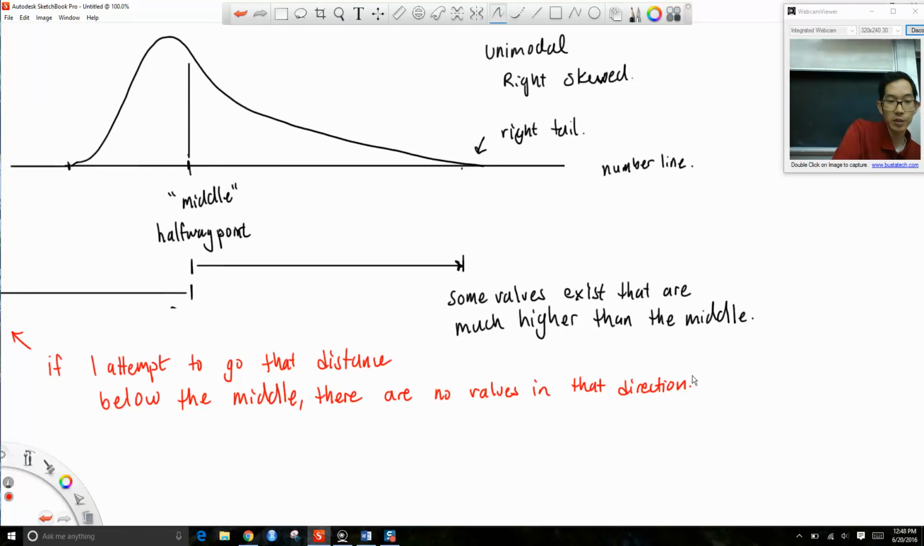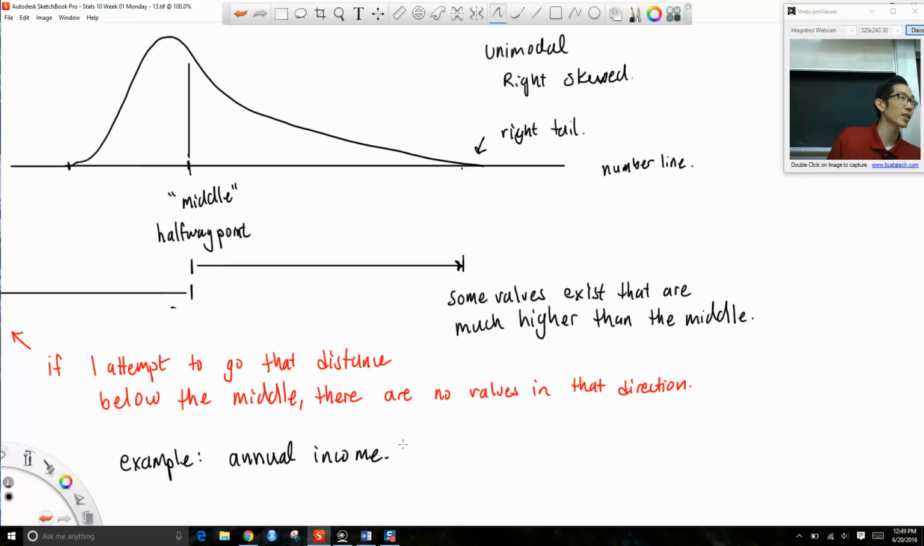So this is what it means to be right skewed: you have values that are much higher than the middle, and you don't have any values in the opposite direction. An example would be maybe annual income. What do you think is the typical annual income in the United States? It's like $55,000 or something like that. That's typical, something around there.